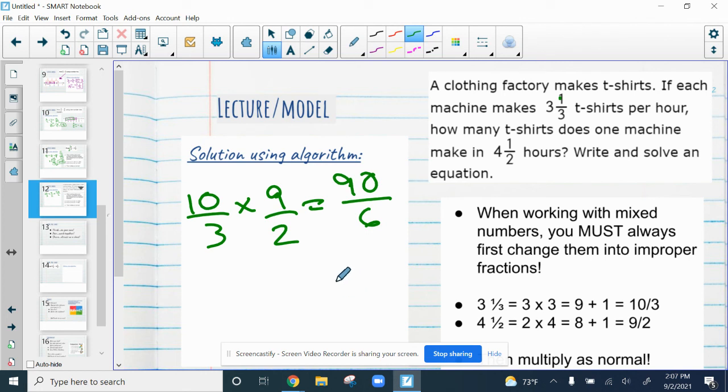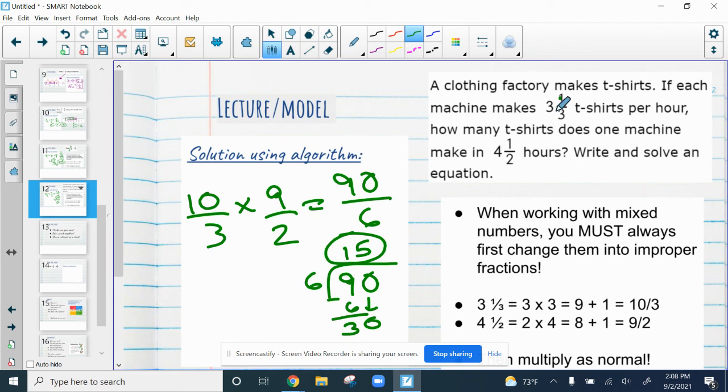All right, now let's do our 90 divided by 6 to change this back into a mixed number, especially when we have a real world problem. We're not going to say they can make 90/6 t-shirts in 4.5 hours. That just doesn't make sense. Okay, so 6 fits into 9, 1 time. 9 minus 6 is 3, bring down the 0. 6 fits into 30 5 times. So they can make 15 t-shirts in the 4.5 hours.